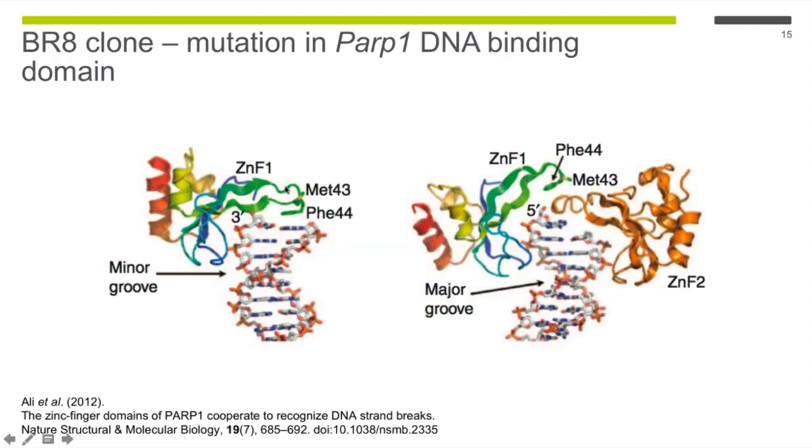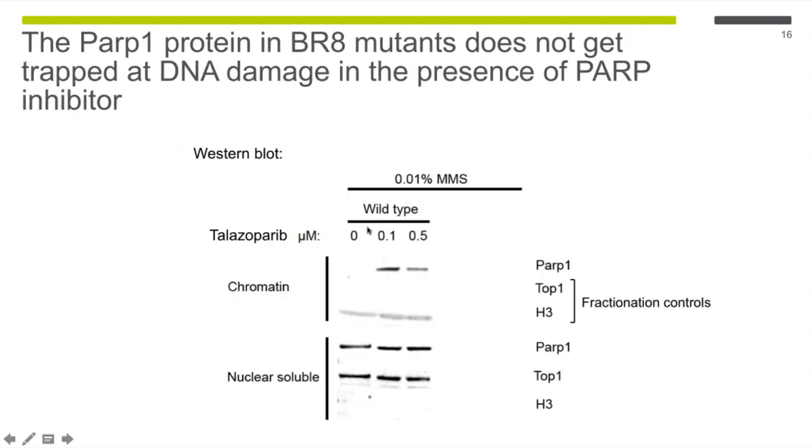And when we looked at some of the crystal structures of the PARP1 zinc finger DNA binding domains bound to DNA, you can see that these 2 residues that are affected in this mutant actually form a crucial interface between the 2 zinc finger domains. So it's possible that this mutation could disrupt the DNA binding activity of PARP1. That was our hypothesis: this mutant might not be able to bind DNA, and therefore it might not become trapped on DNA, and therefore we wouldn't see the toxicity associated with PARP inhibitors in these cells.